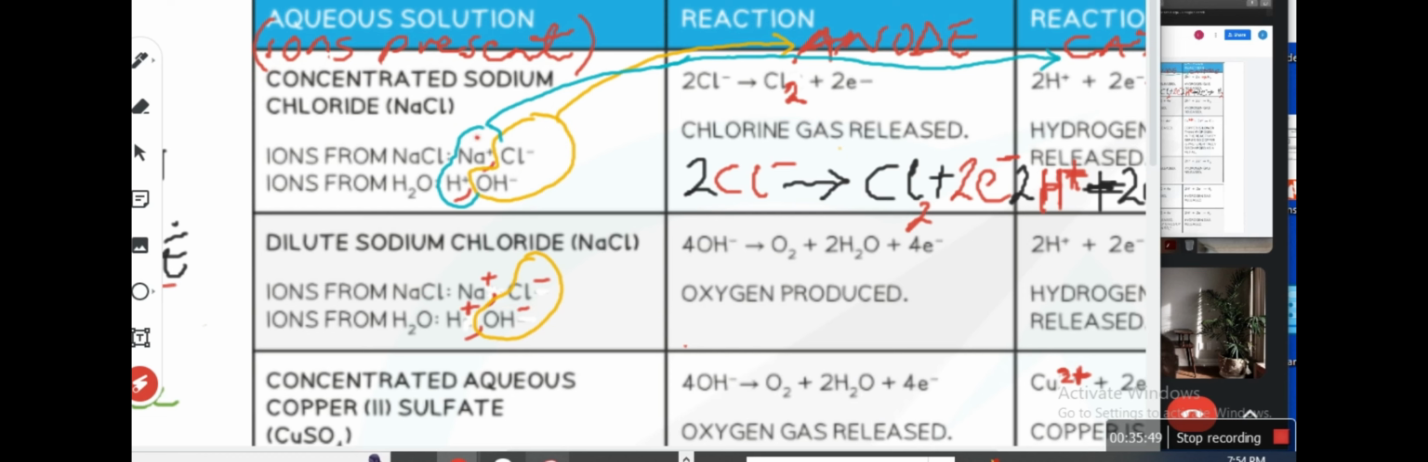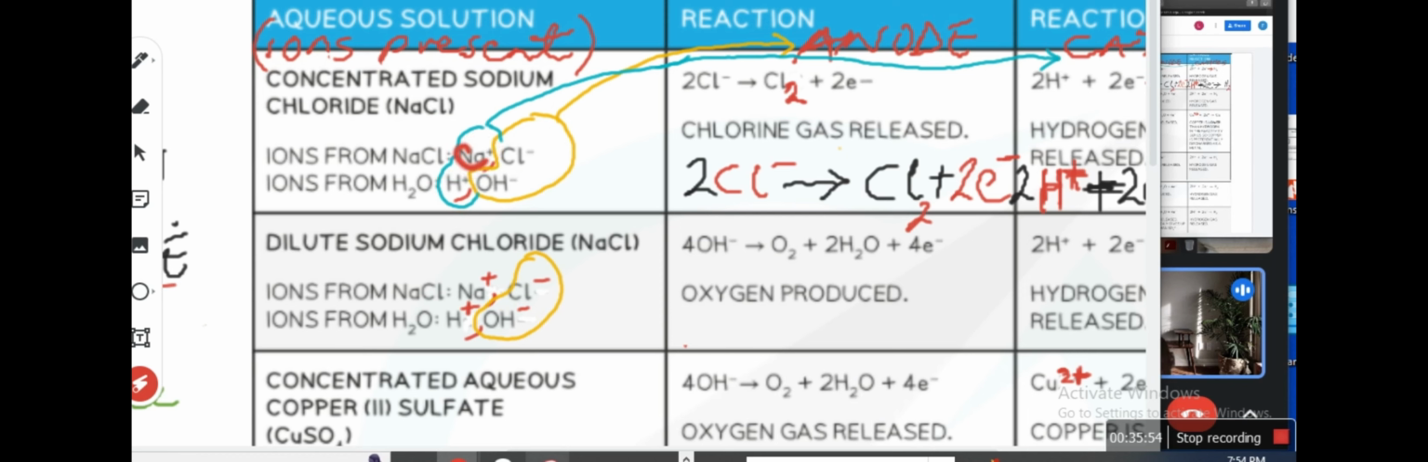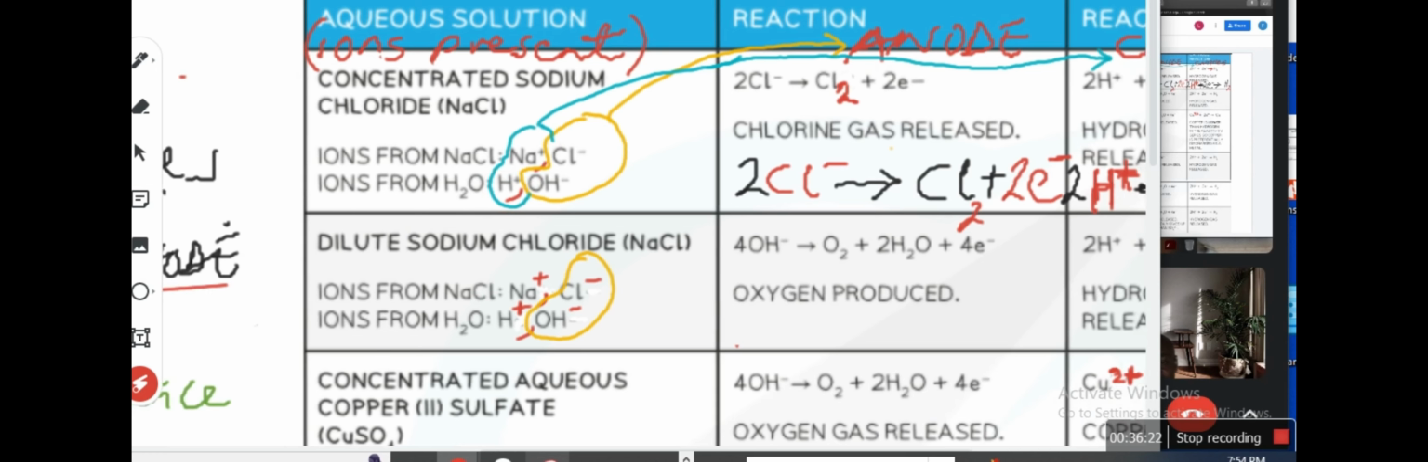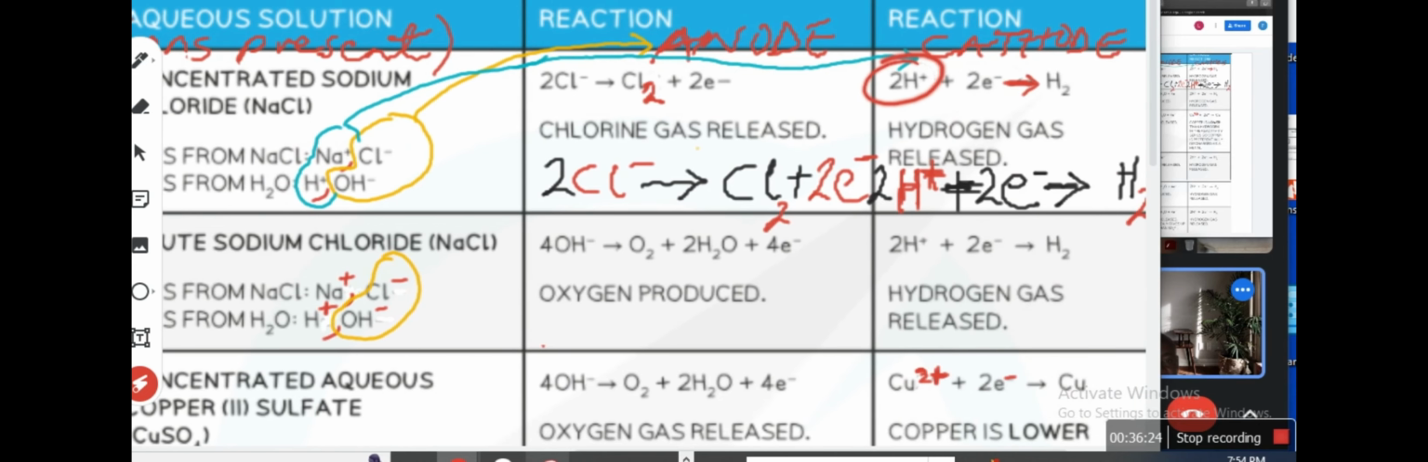But when we come to the metallic ions, the positive ions, it is usually its position in the reactivity series. So sodium and hydrogen, which one is lower in the reactivity series? Hydrogen. That's why hydrogen is preferred. That's why hydrogen was discharged.